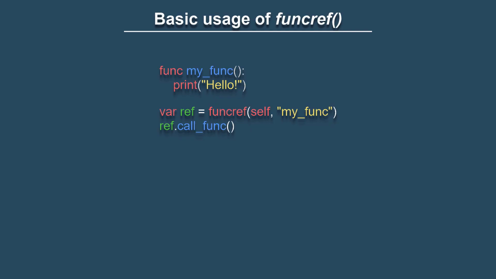We just call the FuncRef function and pass two arguments: the object that owns the function that you want a reference to, and the name of the function as a string. To call the function that this reference is storing, you can just call the callFunc function on that object. And if you have arguments that need to be passed into the function, you can pass them like normal.